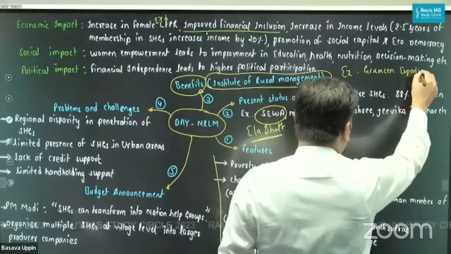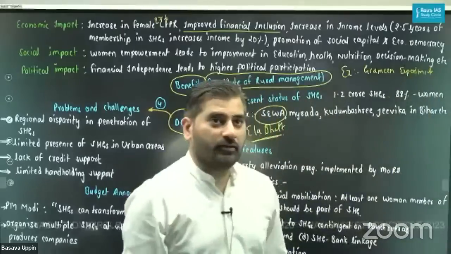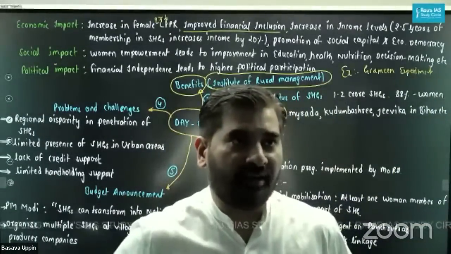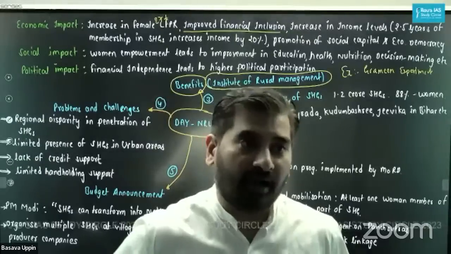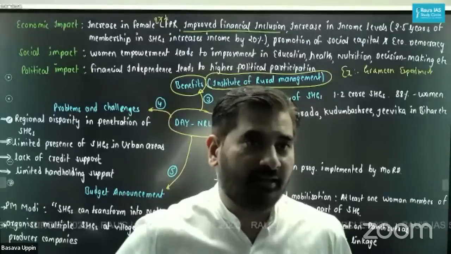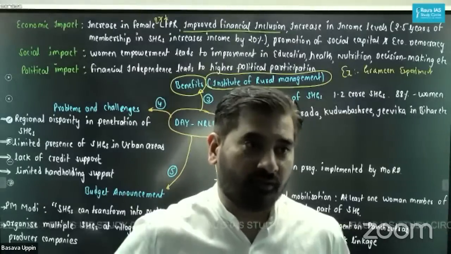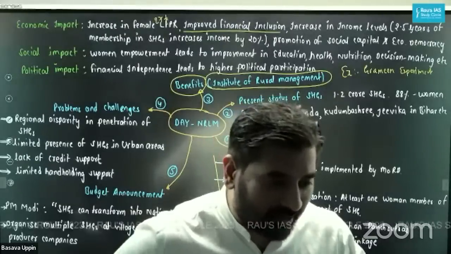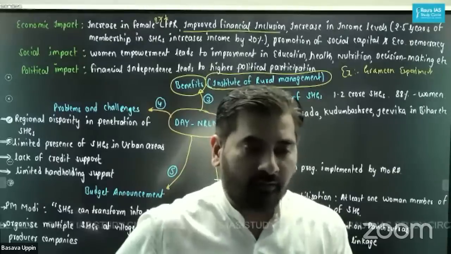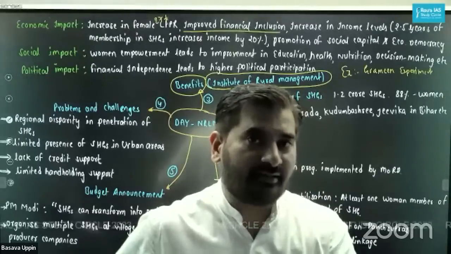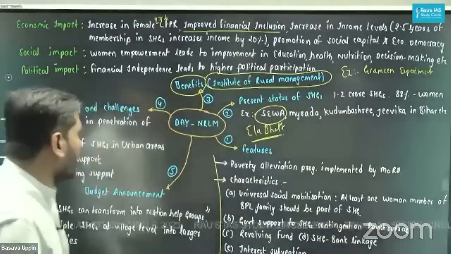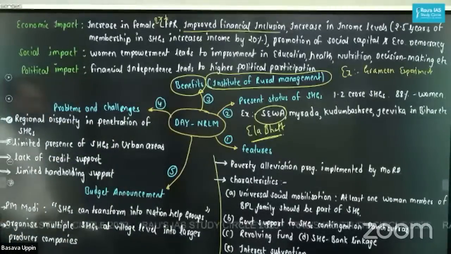I hope some of you must have heard about this Grameen experiment. Suna hai? From which country? Which is a country which is famous for Grameen experiment of SHGs, Bangladesh. The person who started this Grameen experiment, his name is Muhammad Yunus. Muhammad Yunus started this Grameen experiment in Bangladesh, which in turn has led to women empowerment, and empowerment of women in Bangladesh has led to other social benefits like improvement in education, health, and so on. Lastly, financial independence leads to higher political participation.